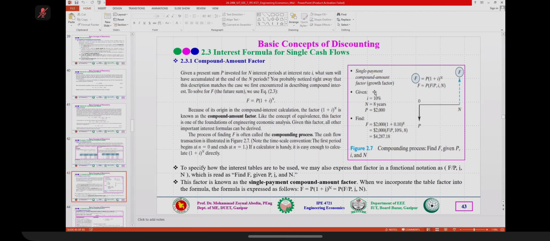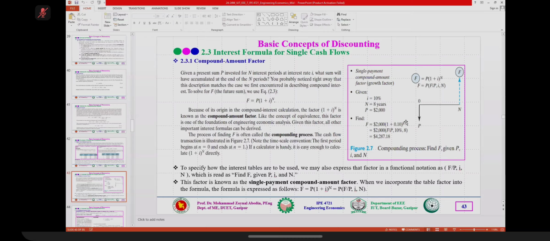Let's talk about the given: i equal to 10%, interest rate here is only 10%, total n equal to 8 years, and the initial value invested is 2000. Now you can easily calculate capital F by putting the values in this equation: 2000 in bracket 1 plus 0.08.